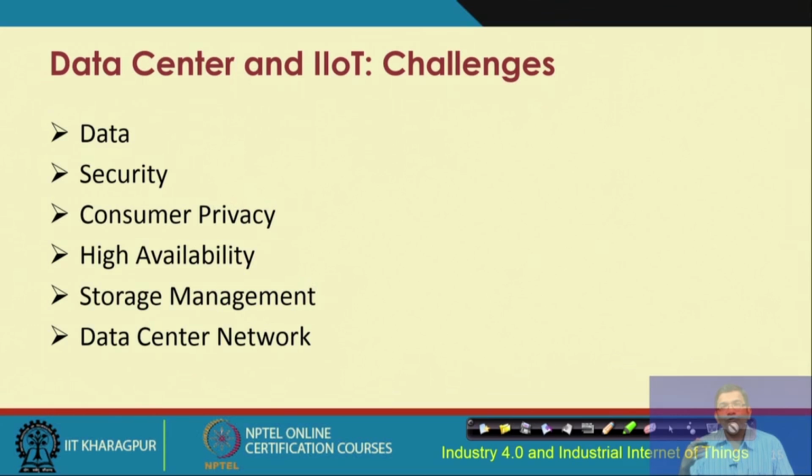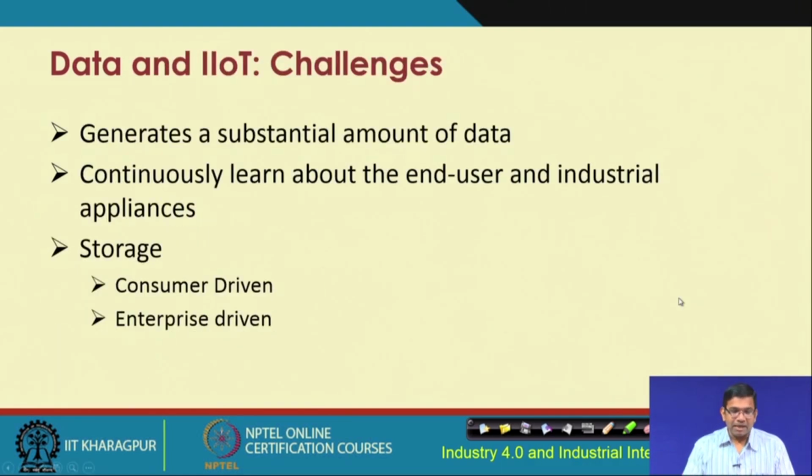Availability is very important if we are talking about industrial machinery fitted with different sensors, actuators and so on. High availability of these machinery means high availability of these different sensors which produce data. So, availability of this data at any time based on the different requirements is very important. Storage of the data is important, and building up the data center network for catering to the requirements of IIoT is very important and is challenging.